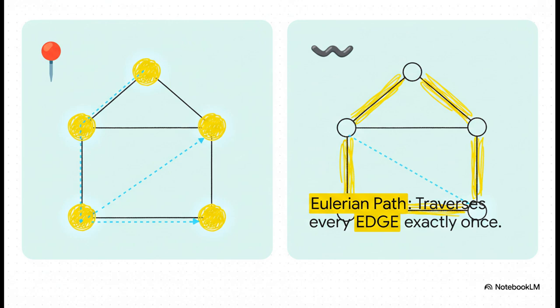A Hamiltonian path is obsessed with the nodes. It has to visit every single node, but only once. An Eulerian path, on the other hand, couldn't care less about the nodes. It's all about the edges. It has to travel along every single edge just one time. And a self-avoiding path is just what it sounds like, a path that doesn't cross itself. I'll say it again because it's that important. Hamiltonian is for nodes. Eulerian is for edges.